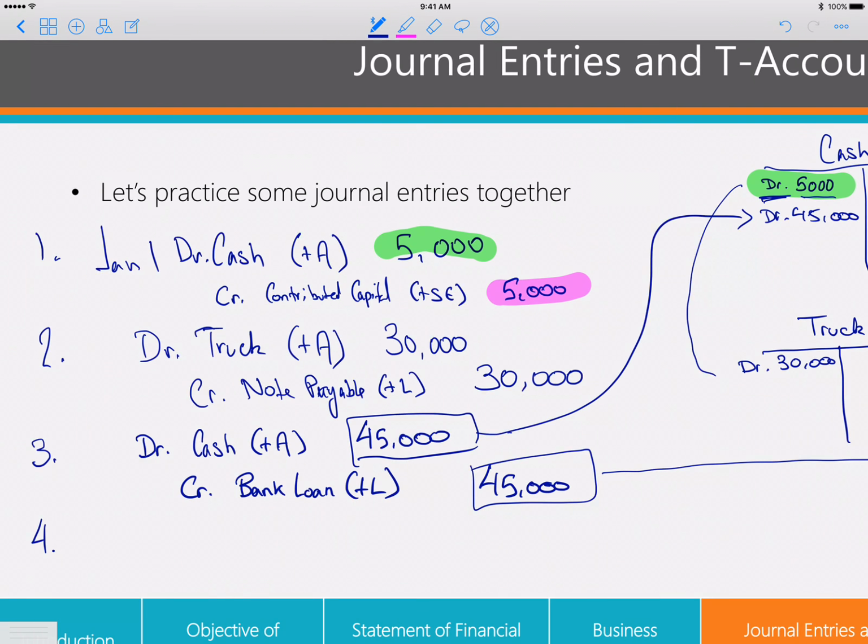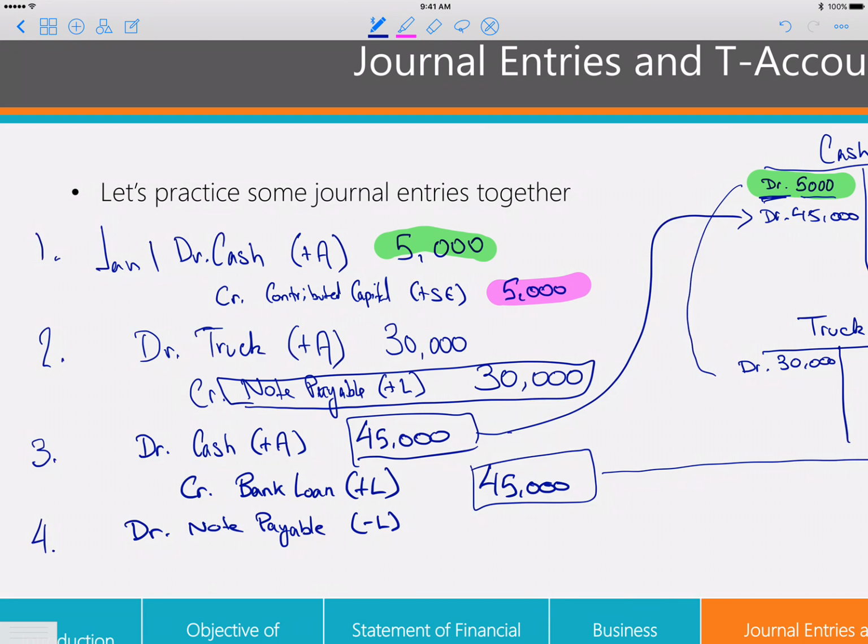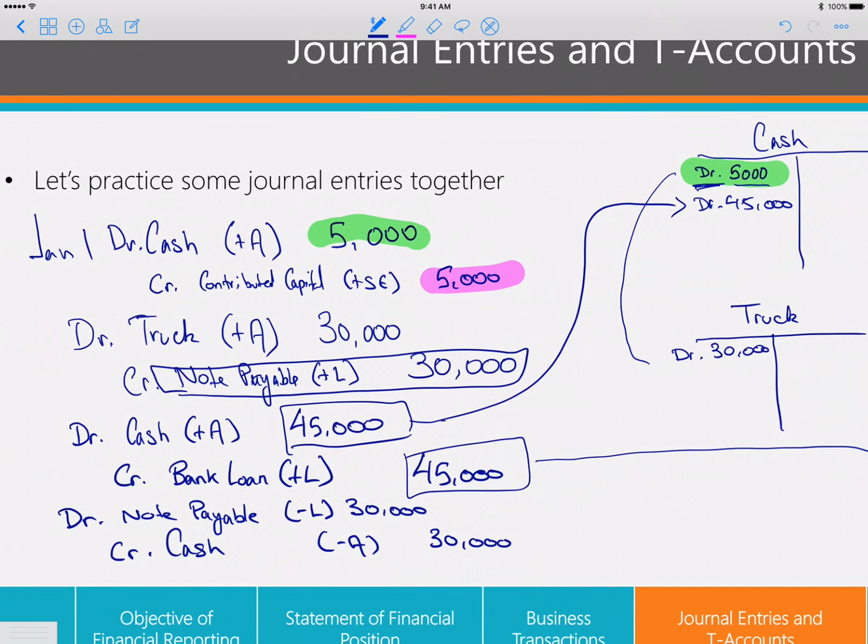So what we do is we now decrease the liability, right? We have our note payable of $30,000 that we want to get rid of. So we increased it by crediting it. We are now going to debit this note payable. And this is a decrease to liabilities of $30,000. And we pay it off by crediting cash. So we have to give up cash of $30,000 to pay off the loan, the note payable.